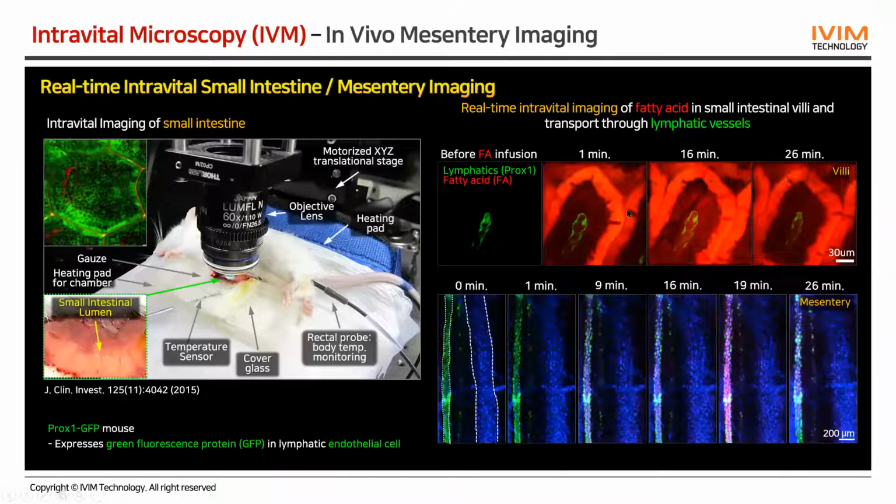And so this is the real data, for 26 minutes. You can see the red color fatty acid can be delivered to the lamina propria of the small intestine, the single villi in the small intestine, and then it can transport through the mesentery, at like 19 minutes and 26 minutes. So this is the kind of peak time for this fatty acid transport from the lumen of the small intestine through the villi, and then through the lymphatic vessel, and through these mesenteries.